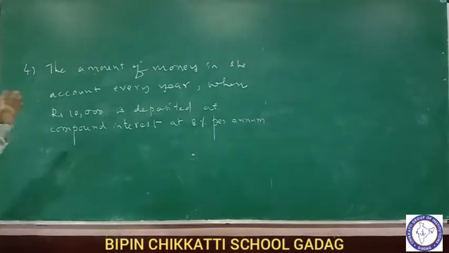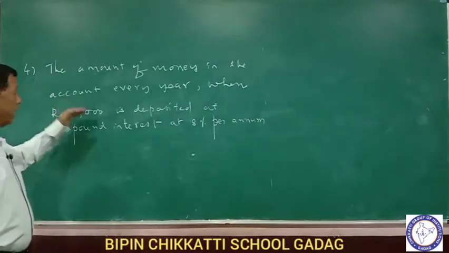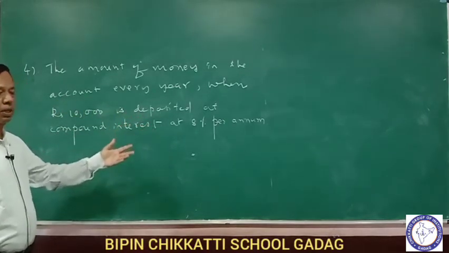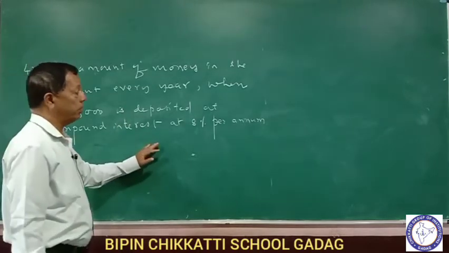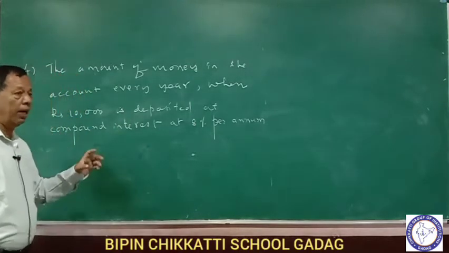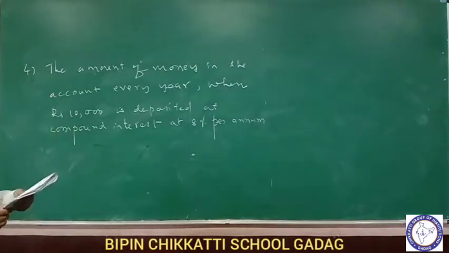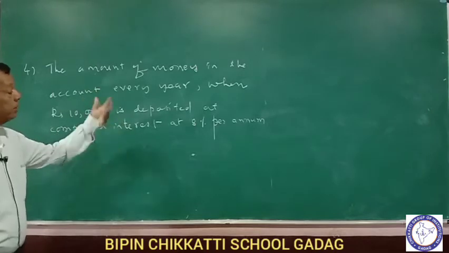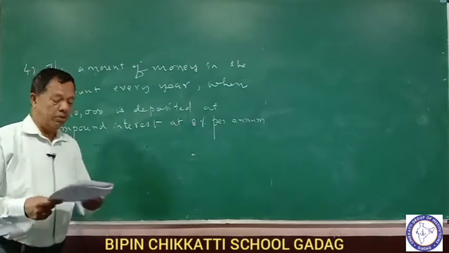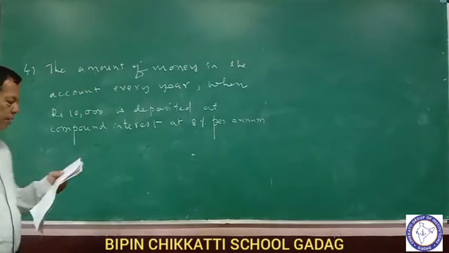The amount of money in the account every year when 10,000 is deposited, 10,000 means the principal amount, at the compound interest of 8%. So what will be the first year amount? What will be the second, third year, because it is per annum. So accordingly you can understand that.